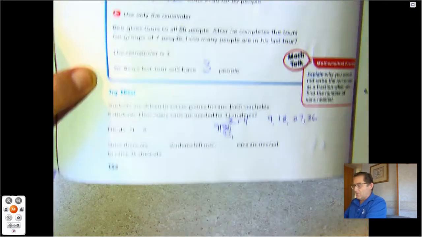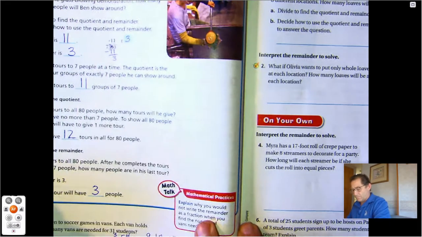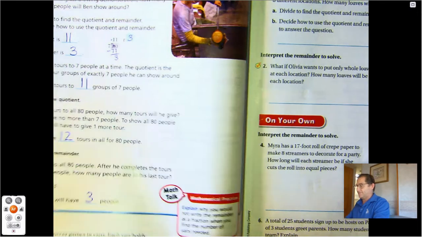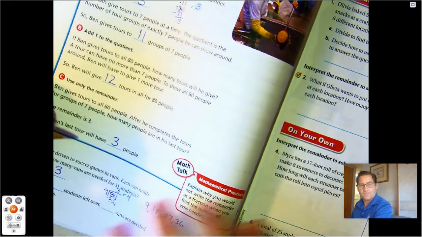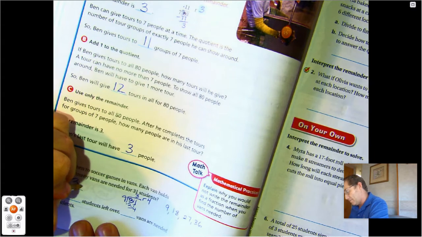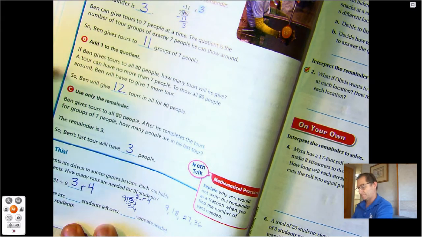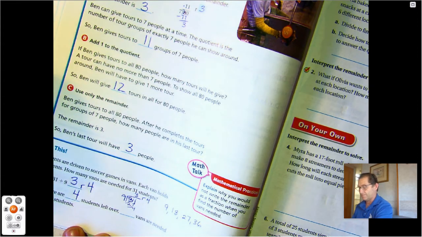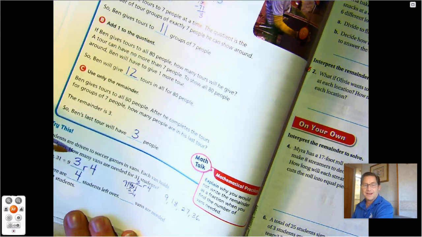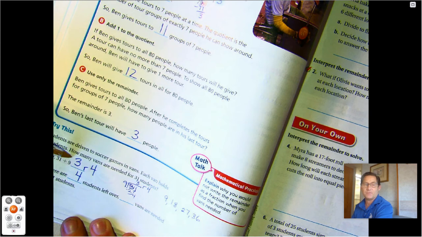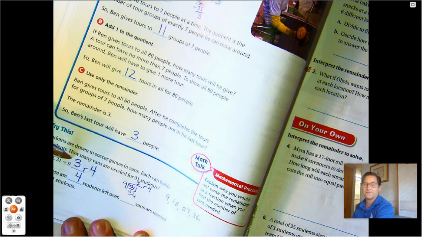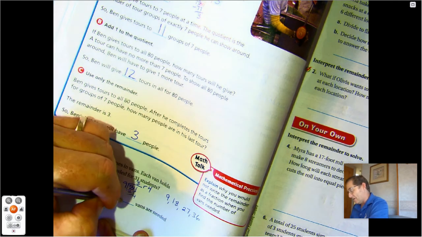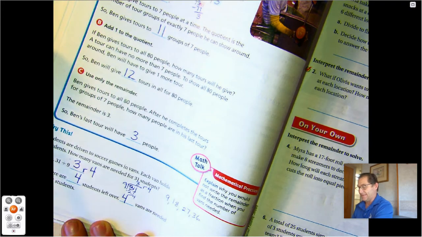So we're going to say 3, remainder 4. And since there are 4 students left over, I'm going to have an extra van. I can't get away with just 3 vans because that's only 27 students. So I need to add 1 more to the number of vans.